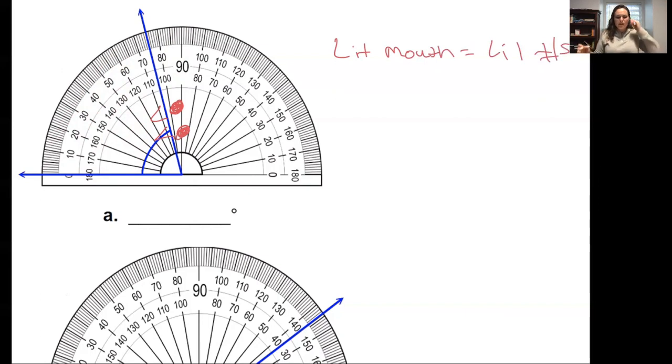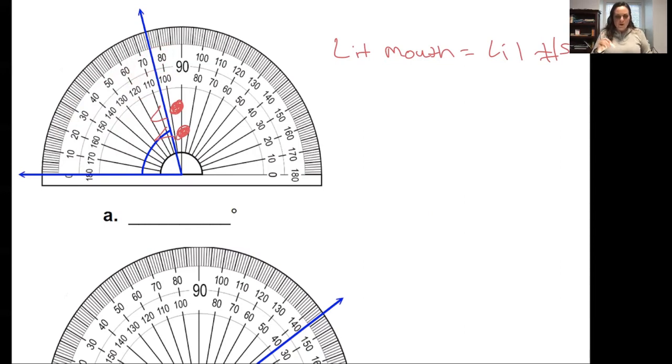Okay. Now you might be thinking, but wait, Ms. Mazzola, I know that it's the little numbers, but it's not pointing to any one of them anymore. That's okay. We still can figure out what this measurement is. So we know that we want the little numbers. So first we got to decide, do we want 100 and 110? Or do we want 70 and 90? We want 70 and 90. You're right. Those are the littler numbers.